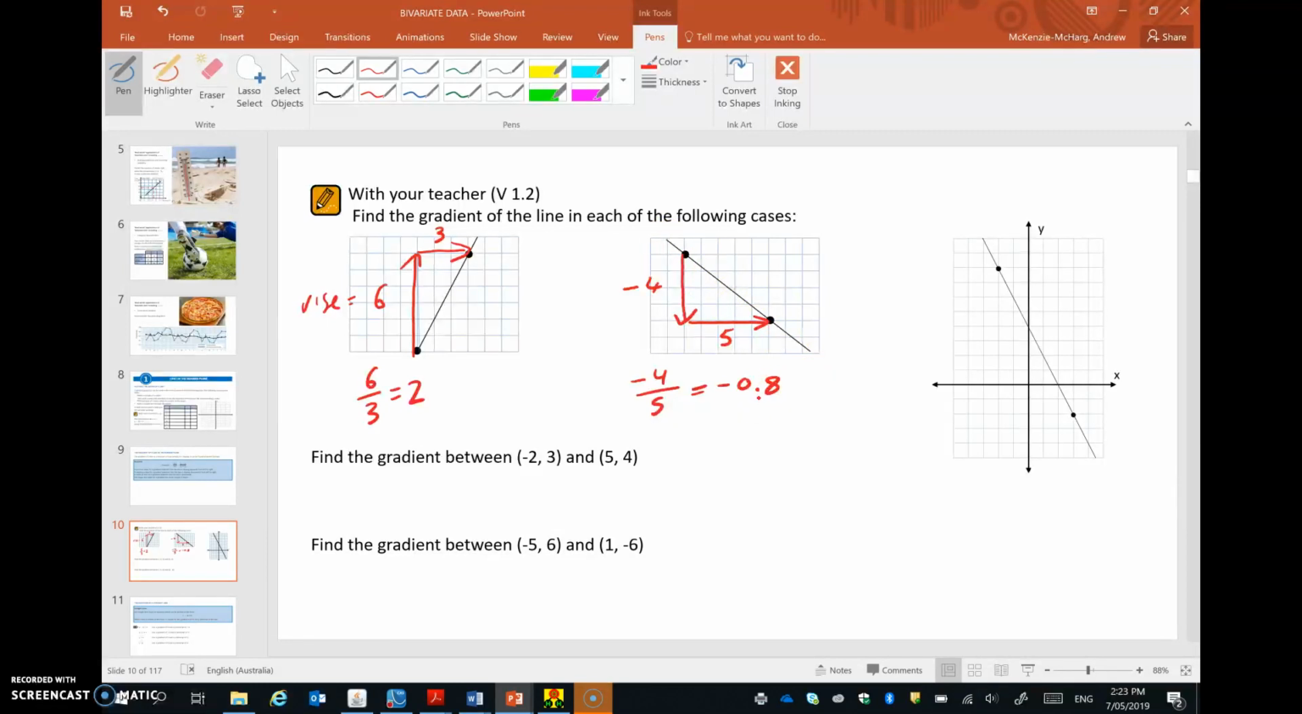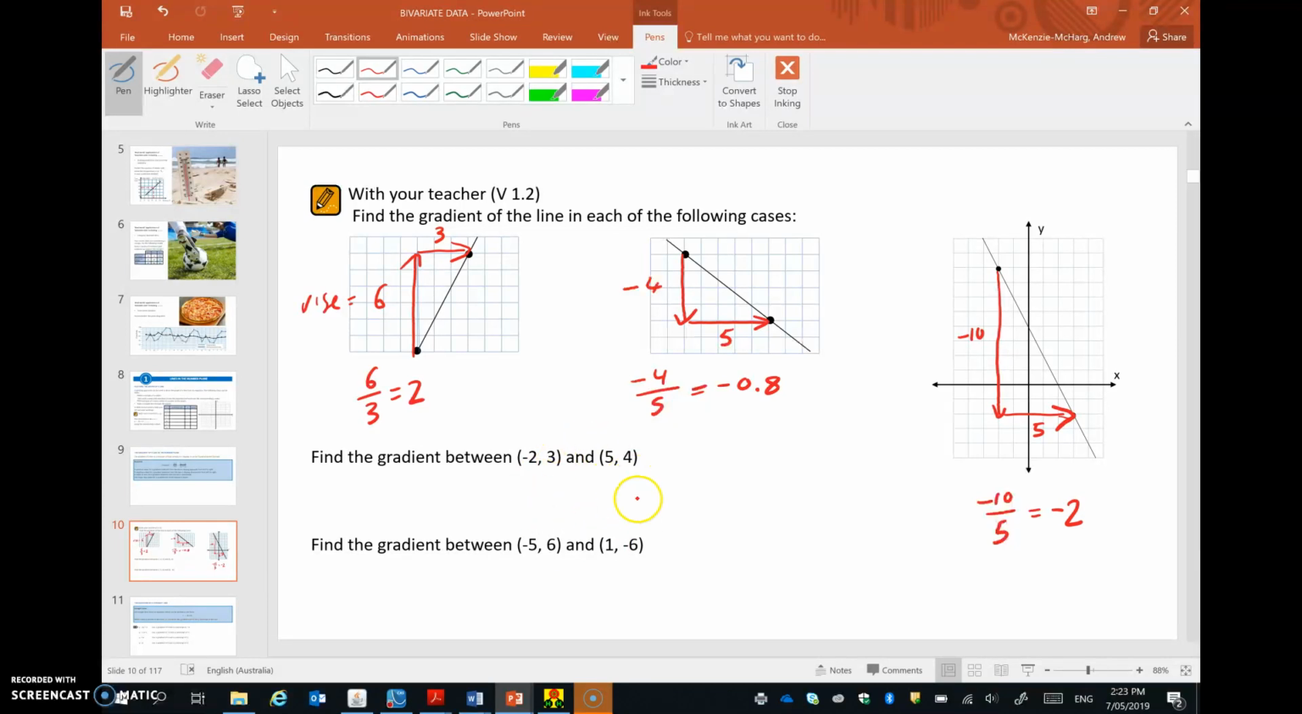This last one, we're going to go down. And how far down do we go? 1, 2, 3, 4, 5, 6, 7, 8, 9, 10. This is negative as well. And then we go across 5. So rise this time negative 10 over 5 gives a gradient of negative 2. So there's the first three.